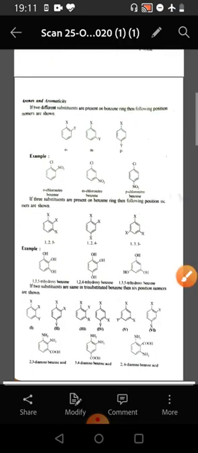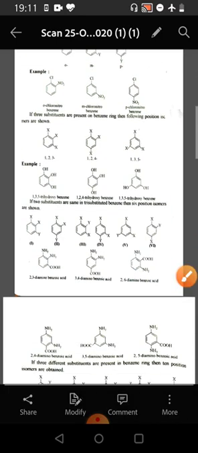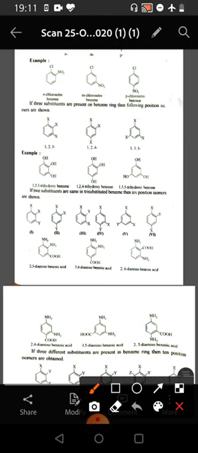If two different substituents are present on the benzene ring, then the following position isomers are formed: orthochloronitrobenzene, metachloronitrobenzene, and parachloronitrobenzene. If three substituents are present on the benzene ring and all three are identical, that is similar, we get 1,2,3-trihydroxybenzene, 1,2,4-trihydroxybenzene, and 1,3,5-trihydroxybenzene.